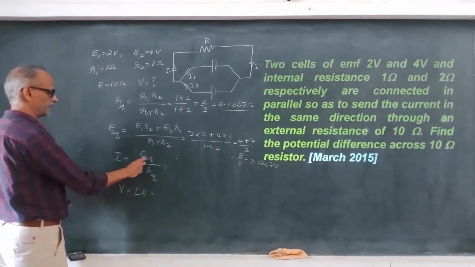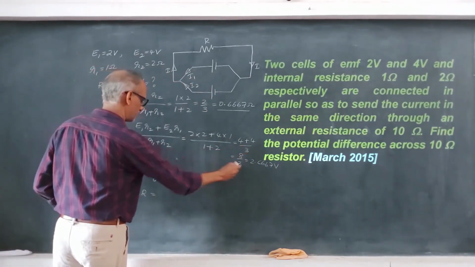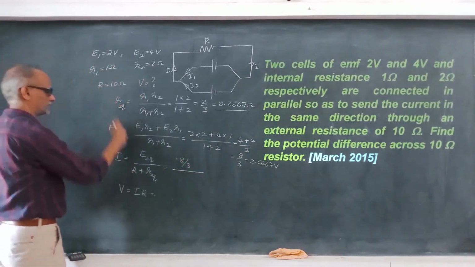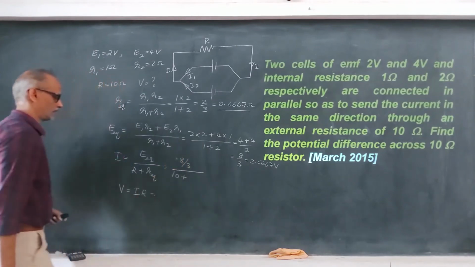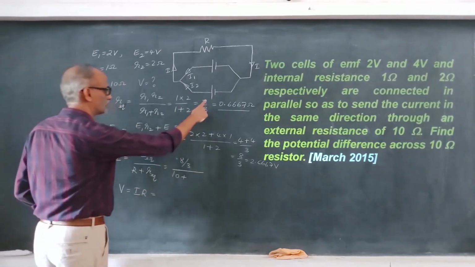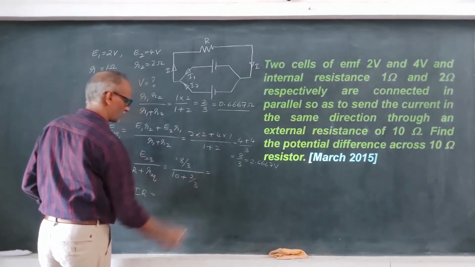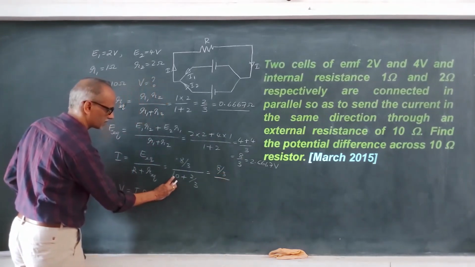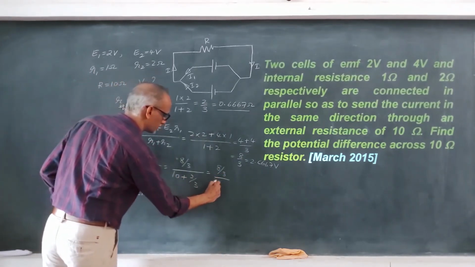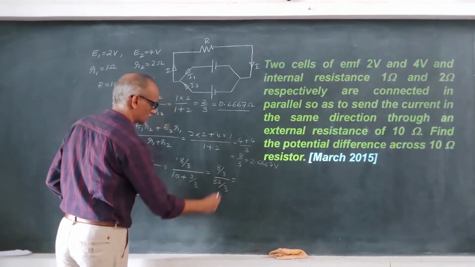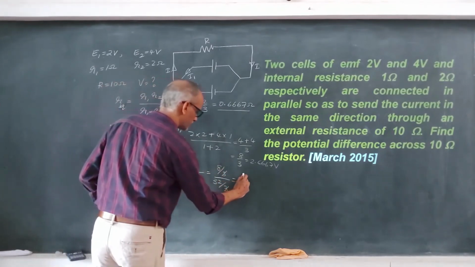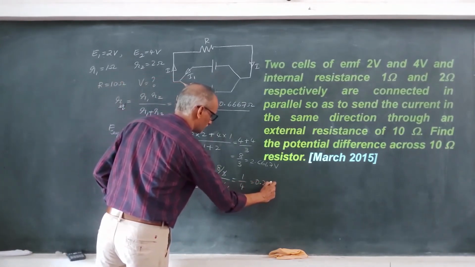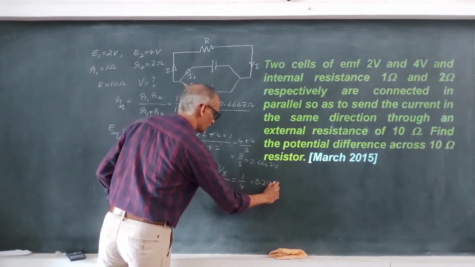Now, let us substitute here. What is E equivalent? E equivalent is 8 by 3. External resistance is 10. Internal resistance is 2 by 3. So, what we get here is 8 by 3 over 10 plus 2 by 3, which is 32 by 3. The 3s will get cancelled here. 8 by 32 is nothing but 1 by 4, which is 0.25. Current, so that will be in ampere.